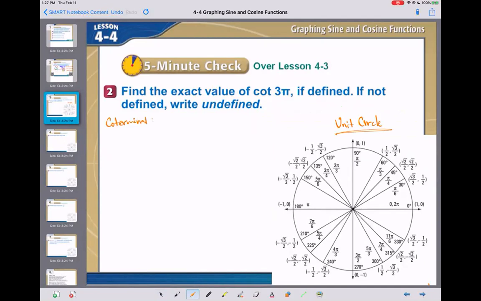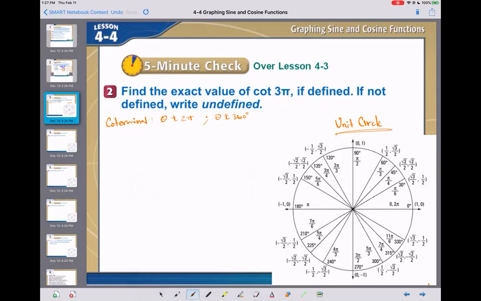So coterminal is when you either add or subtract a full revolution, which would mean either, since this is in radians, you'd add or subtract 2 pi, or if you're dealing with degrees, you would add or subtract 360. So since 3 pi is not on there, I see 1 pi right here. I see 0 and 2 pi. I don't know where 3 pi is. Well, I'm going to pretend like I don't know.